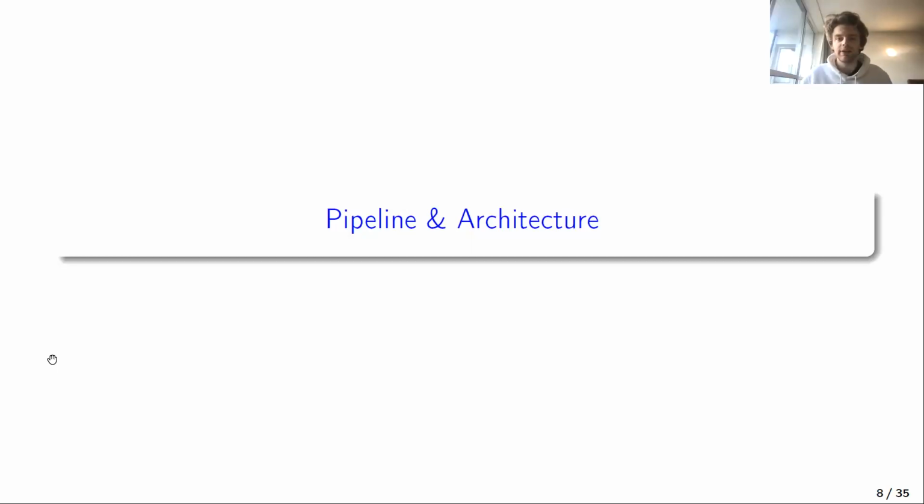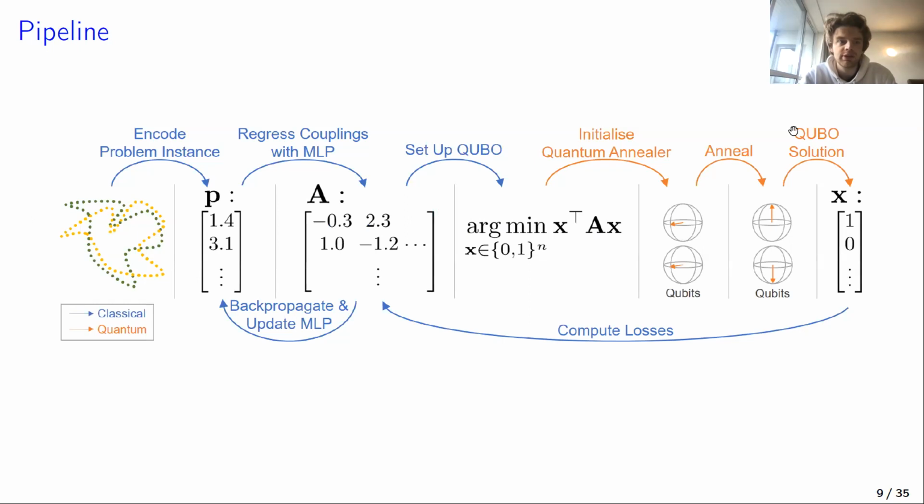I will now explain the pipeline and the architecture of our approach. First, we will start with the pipeline. In the beginning of the pipeline, we have our computer vision problem. Here, for example, we want to find out by which angle the two point clouds are rotated. In the first step, we encode our problem into a numerical vector P. After this, we use a neural network to regress our QUBO matrix A. Then in the next steps, we set up our QUBO, initialize the quantum annealer, and anneal our solution.